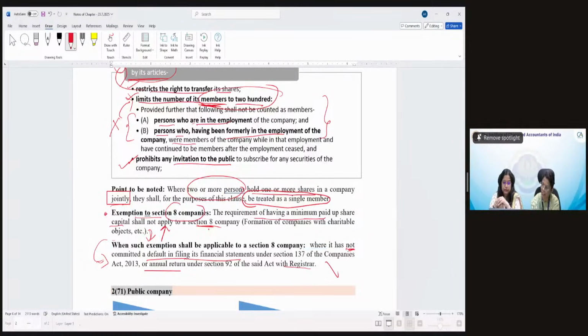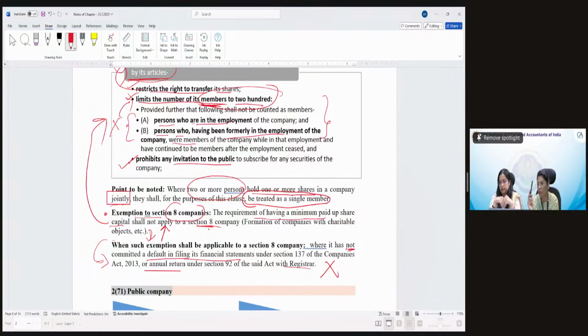Otherwise, if this condition is not complied with, then no exemption will be given to Section 8 companies. In that case, it has to follow the requirements of the restrictions that have been given for a private company. The same will be applicable for Section 8 companies. So questions may be asked.